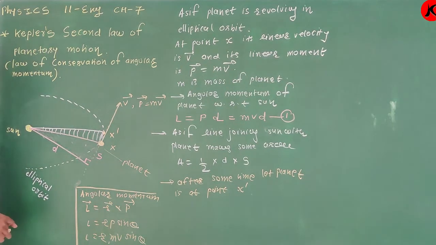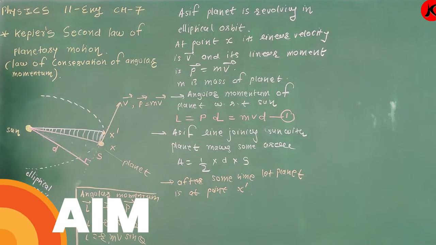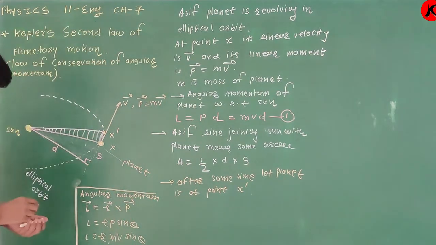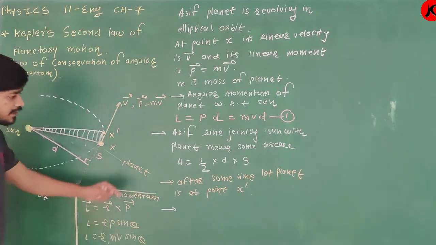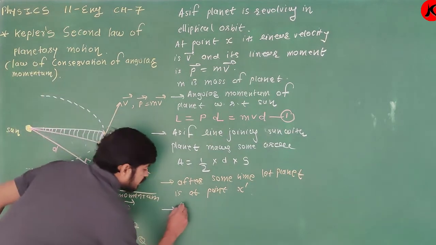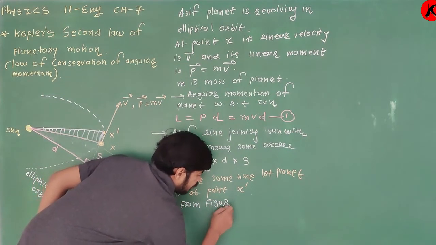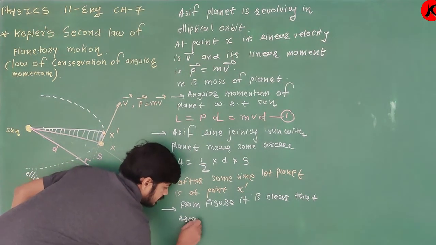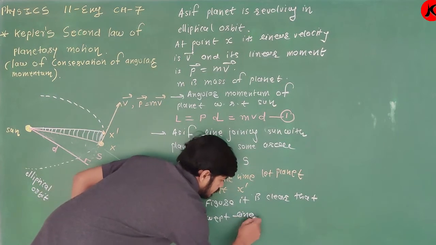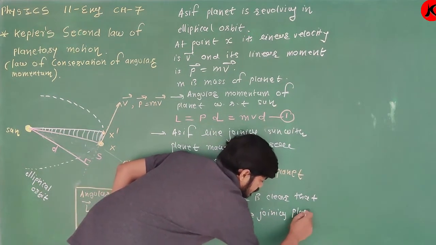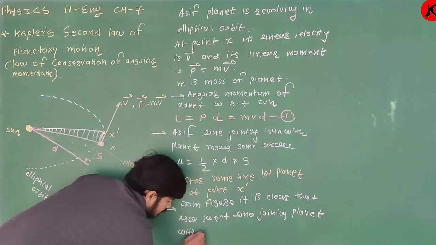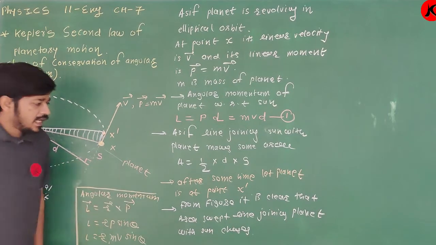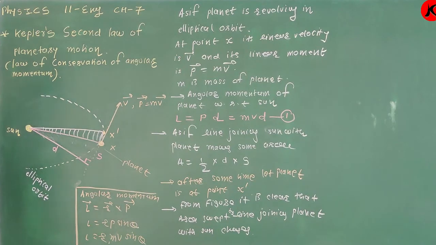Okay. So here, as there is change in area with time, I will find the rate of change of area. Okay, and how to write this? See here. After some time, let planet be at point X dash. So from figure it is clear that the area swept by line joining planet with sun changes. Simple.